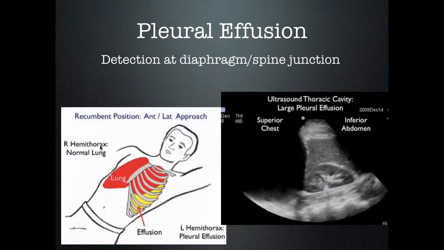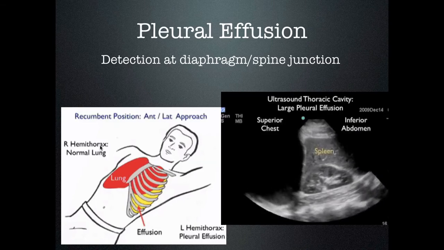So again, if I'm looking to say, is there a pleural effusion, yes or no, I scan the patient in the recumbent position, and I look most laterally near the costophrenic angle. So I put the probe in the flank, either the right or the left, and I look for the kidney and the spleen or the liver.